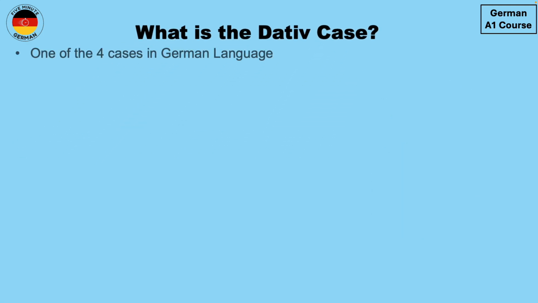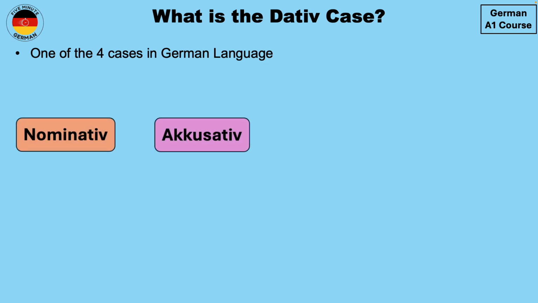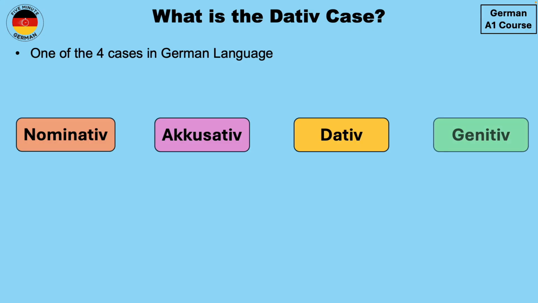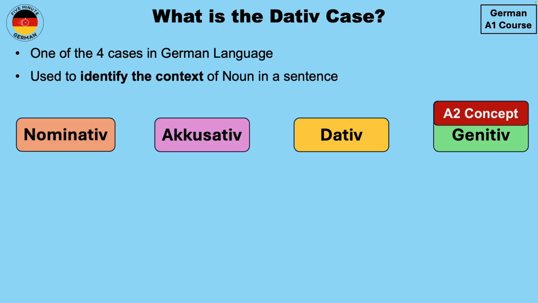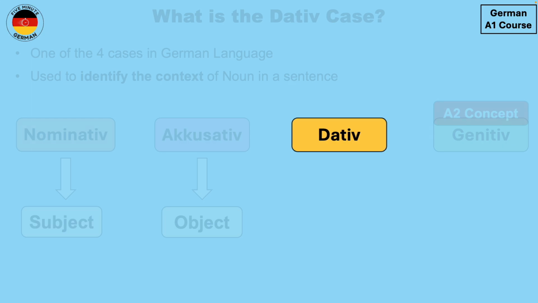So dative is one of the 4 cases that we have in German language. These are nominative, accusative, then we have dative, and the last one is genitive. Genitive is an A2 concept. We will take a look at it in the A2 course. And why do we have these different cases in German? This is because these cases help us to identify the context of a noun in a sentence. For example, with nominative, we know that we are talking about the subject. With accusative, we know we are talking about the object. Similar is the case with dative, and we will see right now what kind of object it represents and how we can identify it.